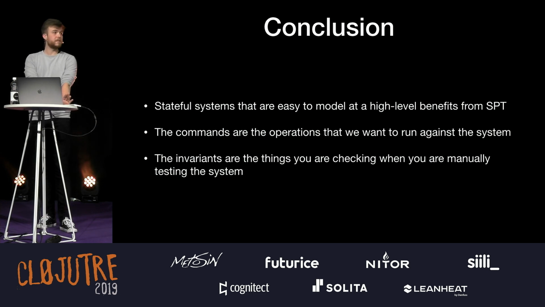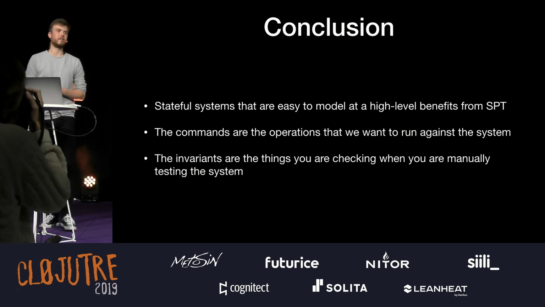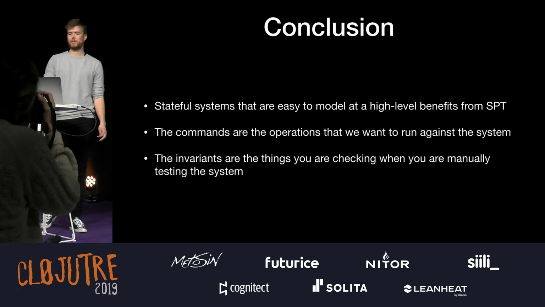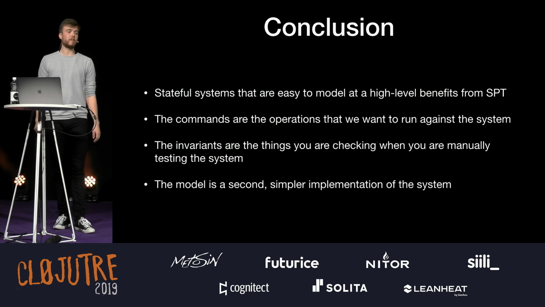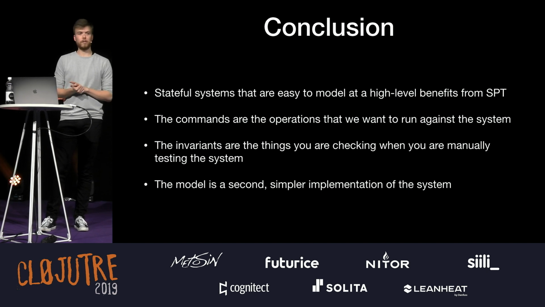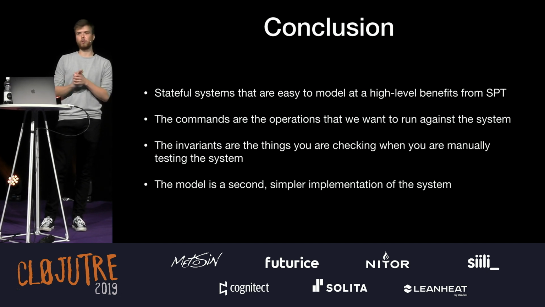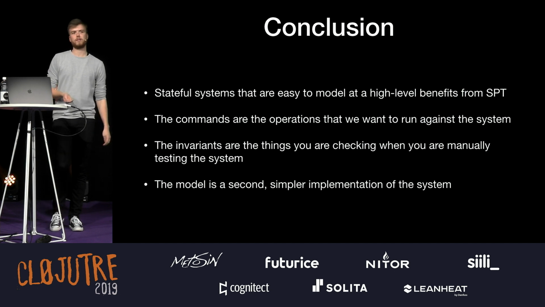And we can find the invariants by analyzing what are the things we are looking for when we're actually going into the system and testing it manually ourselves. And they might seem trivial at times, but this can be a good thing because it makes them easy to reason about. And the model, it should do what the system does, but at a high level, and it's a second implementation of your system. And to find the model, you can look at what are the commands you want to generate, what do the commands you want to generate need in terms of state, and what do the invariants need in terms of state.